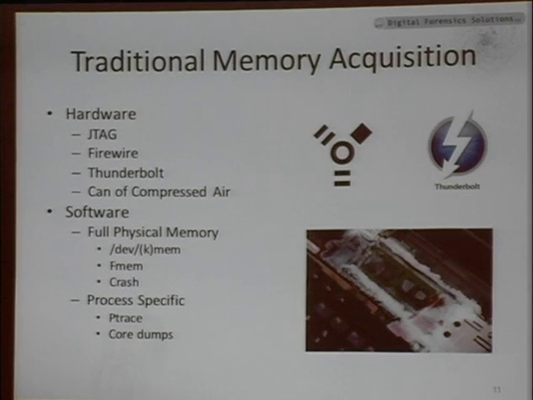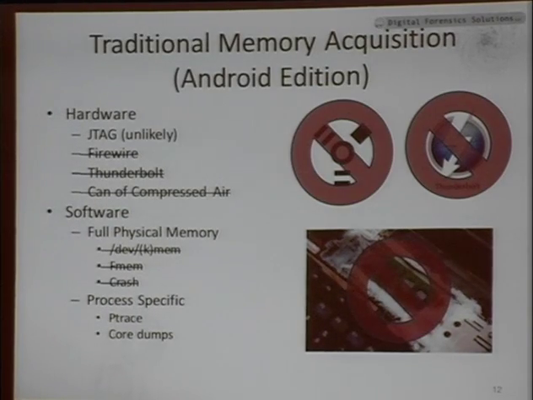And then there's some other research where you can use ptrace or cause a process to core dump. That way, it dumps its entire core and you get the contents of its RAM, but it's just process specific. These do work on Android, but we're only getting one process, and optimally, we want to get everything. So, what doesn't work on Android?